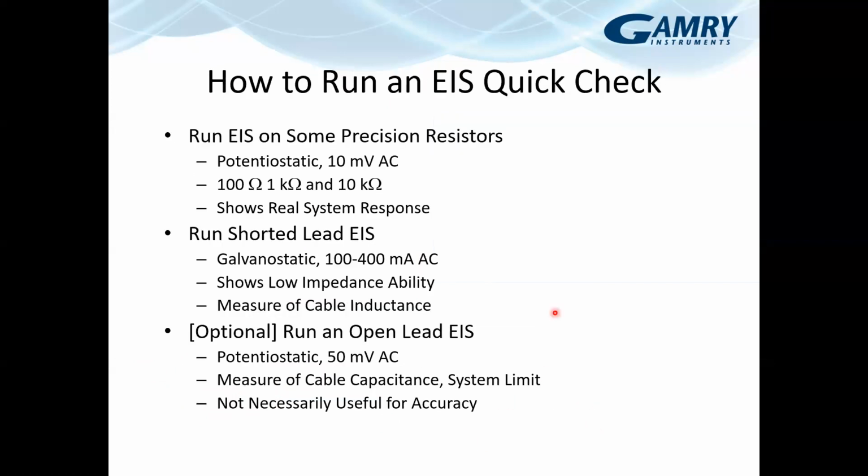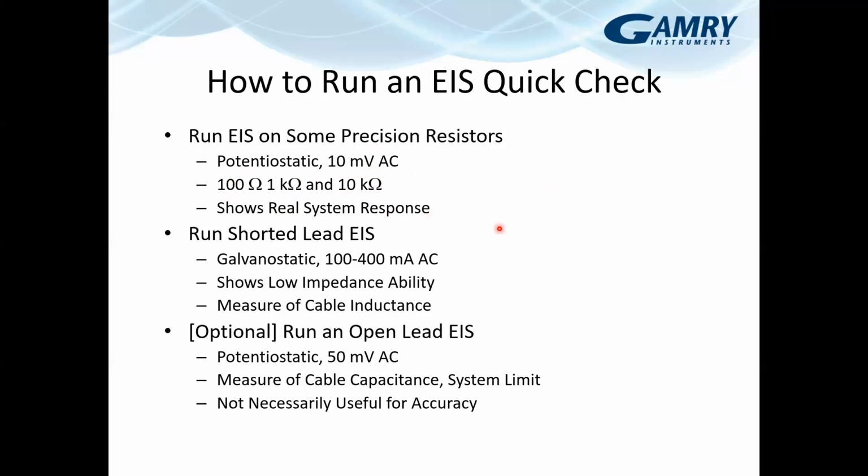And so here's the way that you want to do it. You basically want to run EIS on a few precision resistors. The examples given here are 100 ohms, a kilo ohm, and 10 kilo ohms. This is going to show you the real system response. 1% resistors are fine. You don't need traceable 0.01% value resistors for this type of testing. You run it using a potentiostatic signal, 10 millivolts AC, and see what response you get.